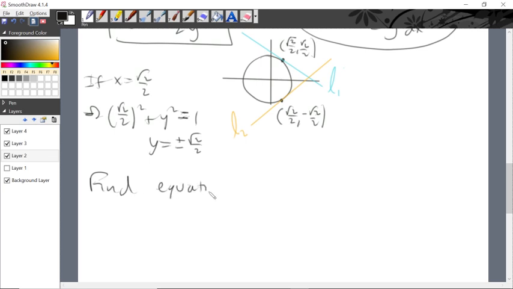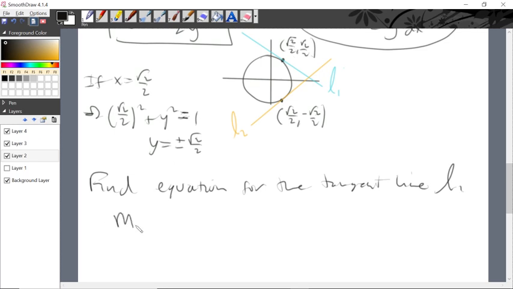Find the equation for the tangent line L1. Okay. So L1 is the tangent line to the unit circle, so to x squared plus y squared equals 1, and it goes through the point root 2 over 2, root 2 over 2.